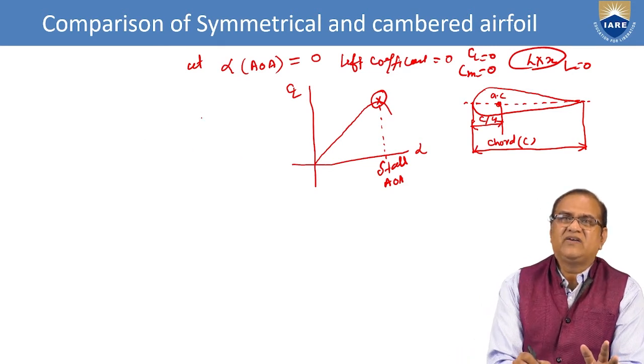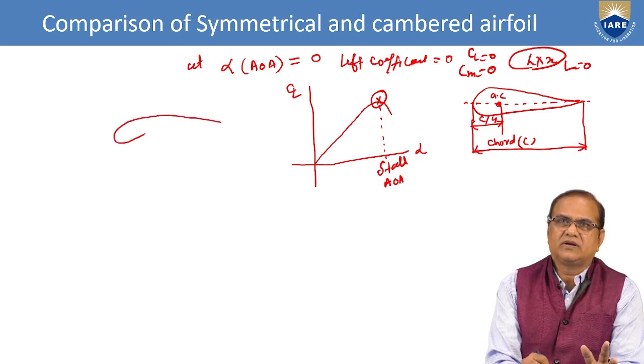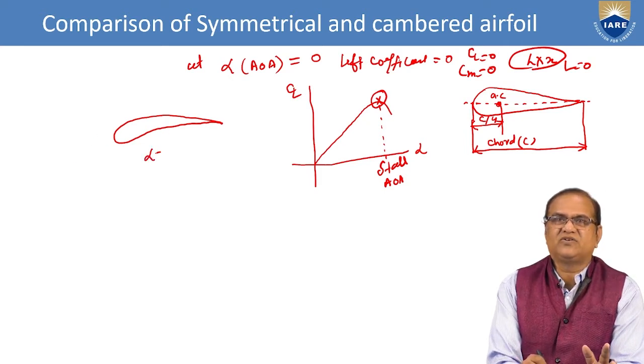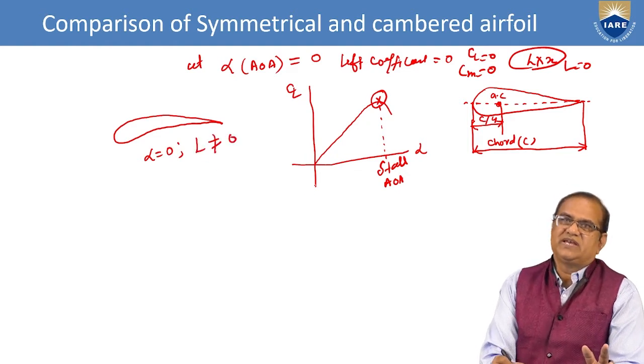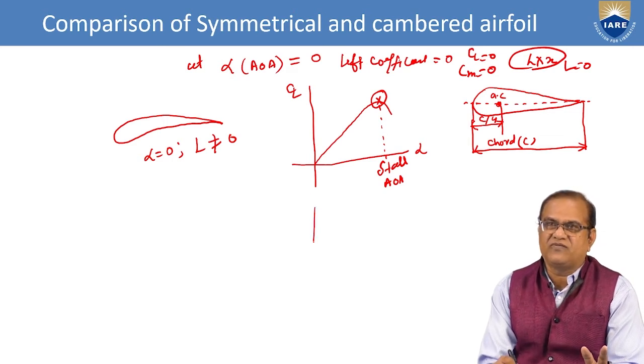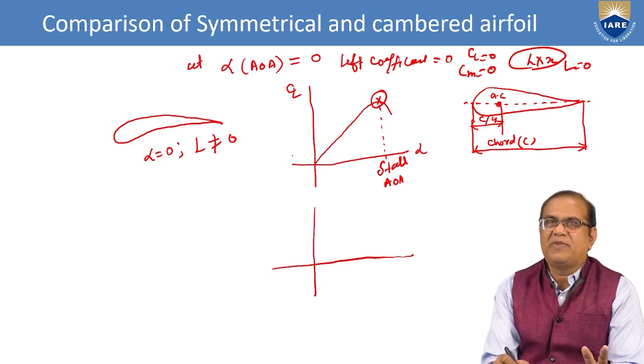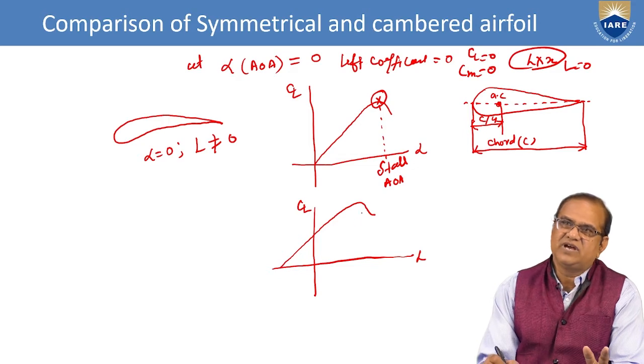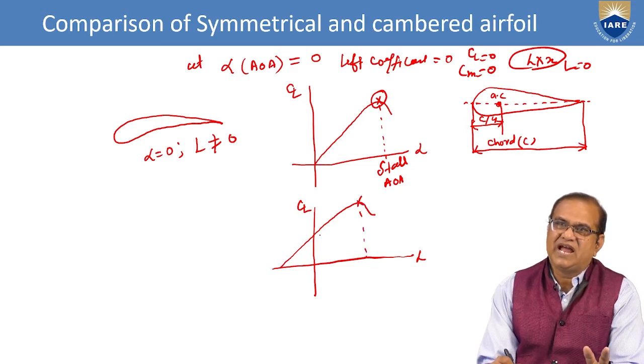Now if I draw a cambered airfoil, this is the cambered airfoil. At alpha equal to 0, lift is not equal to 0. It has some value, and if you draw the plot of a cambered airfoil, a positive lift will be there. So this is the CL and this is the alpha. At 0 angle of attack, it will do like this and it will come like this. Okay, so this is the stall point here, and this is the CL naught.